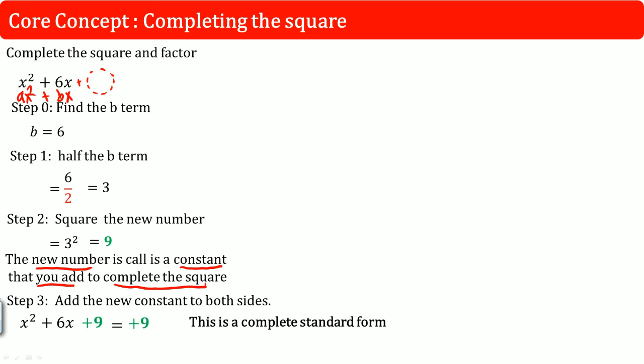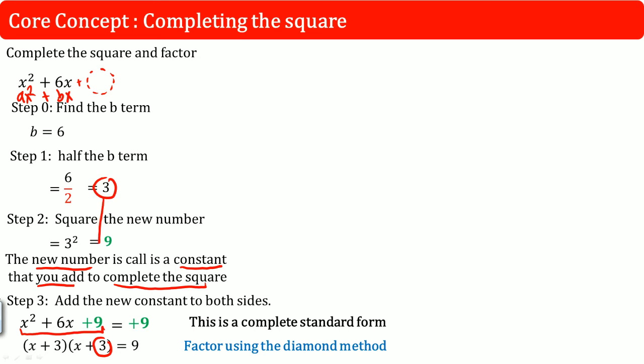If we factor, remember, this was a perfect trinomial. So this can just factor out to be x plus 3 times x plus 3. That's going to equal 9. If you want to know where this 3 comes from, it's in the b term here. The b term from step 1 is going to give you the factors for the perfect trinomial.